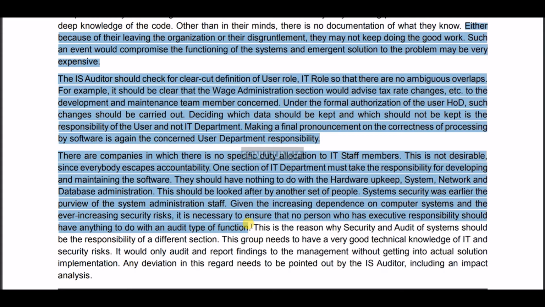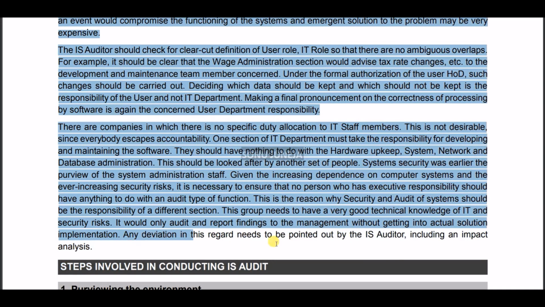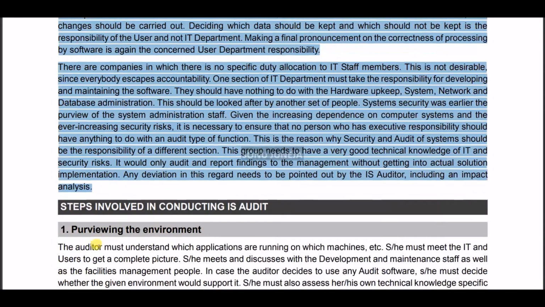So the one who has performed the responsibility as an executive of the company cannot be the auditor for such functions which they perform. This is the reason why the security audit system should be the responsibility of a different section. This group needs to have very good technical knowledge of IT and security risk. It would audit and report findings to the management without getting into actual solution implementation. Any deviation in this regard needs to be pointed out by the IS auditor, including impact analysis.